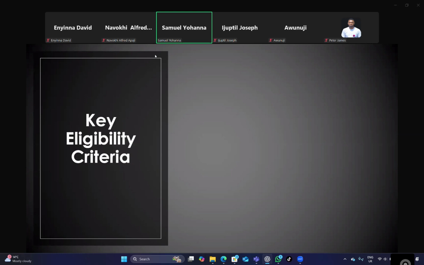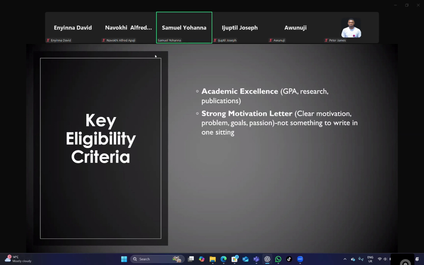Key eligibility criteria, I won't talk more about it because Apogee have so well dealt with it. The academic excellence, we have strong motivation where you have to clearly state your problems, the goals, the passion. And what I want to add here is that it's not something that you just write in one day, okay?